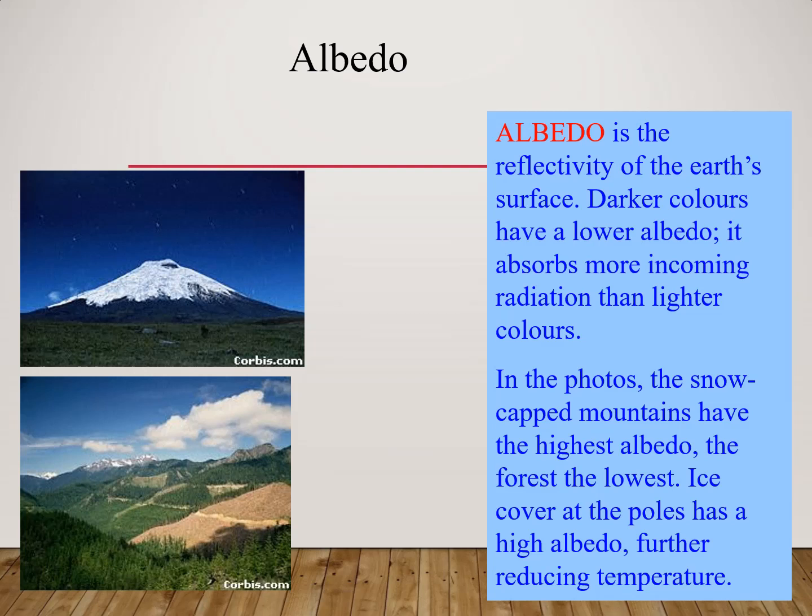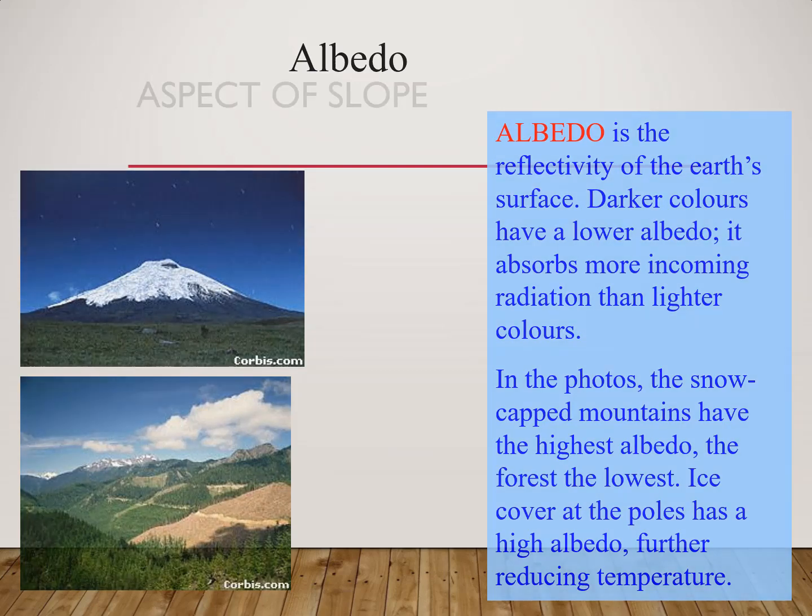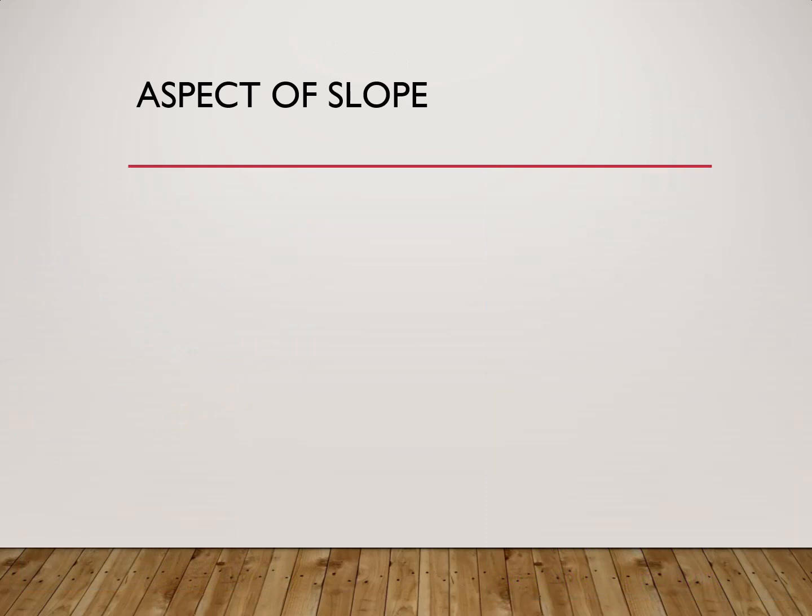So in both the pictures you will be able to see that the snow-covered mountains have the maximum albedo. The forest has the least because it is dark in color. So temperatures in the areas of mountains where there is a lot of snow will always be lesser than places which have darker surfaces.